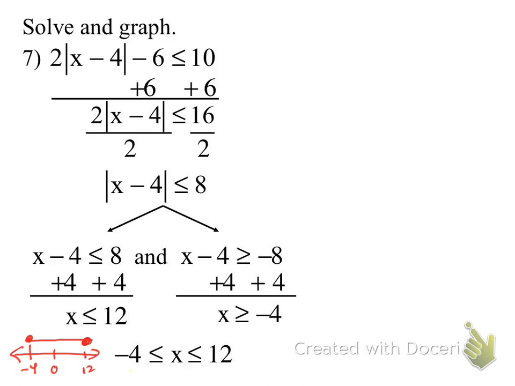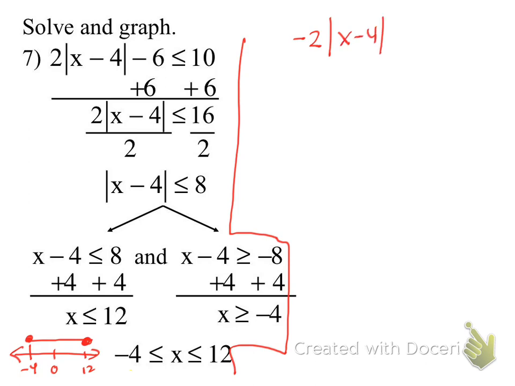All right. Now, last problem. It is going to be negative 2, absolute value, x minus 4, minus 6 is less than 10. Okay. Step 1, what are we doing? Add 6, Mary, to both sides. Okay, add 6 to both sides. Adding 6.